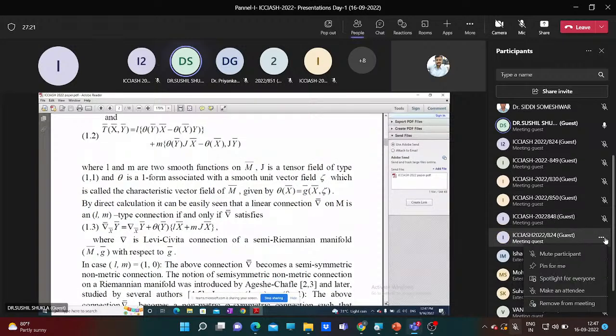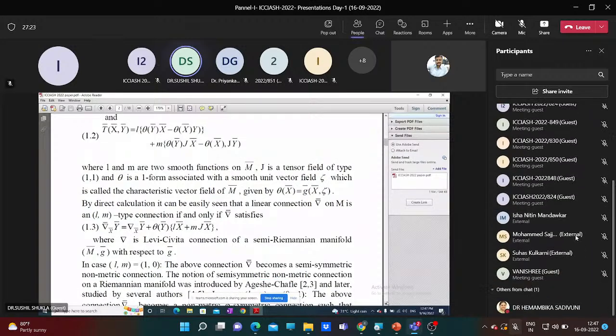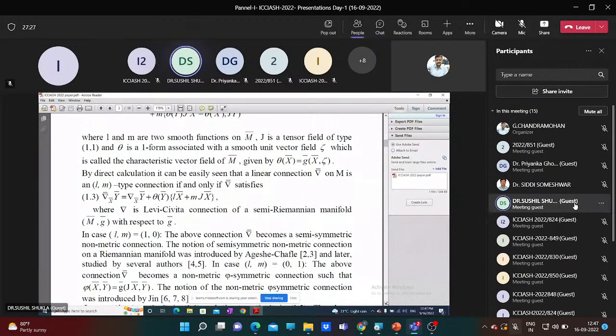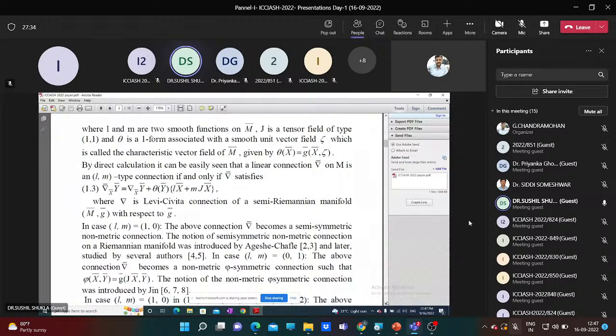Actually, this LM type connection is the generalization of different types of connections by giving some particular values of L and M. For example, if we consider L equal to 1, M equal to 0, then the above connection ∇̄ becomes a semi-symmetric non-metric connection. The notion of semi-symmetric non-metric connection on a Riemannian manifold was introduced by Agashe and Chafle and later studied by several authors.